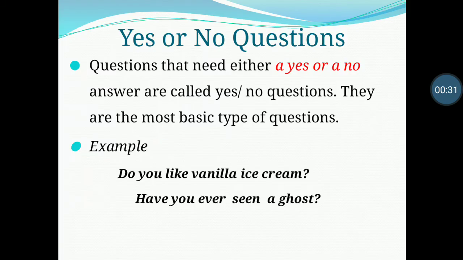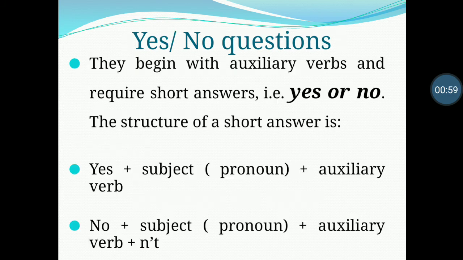What is a yes or no question? While asking a question, we may expect some answer. If the expected answer is yes or no, that kind of question is called a yes or no question. For example, do you like vanilla ice cream? For this question, I may expect two answers, either yes or no. So if the expected answer is yes or no, that kind of question is called a yes or no question.